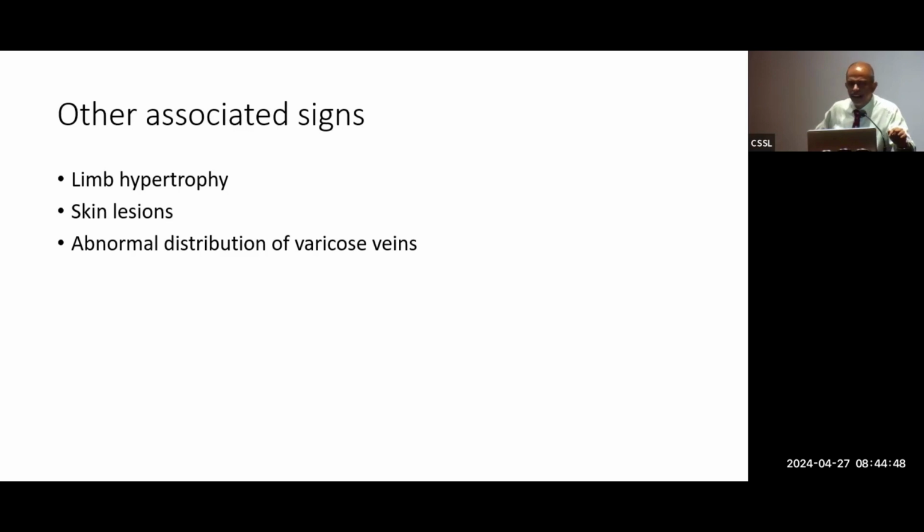And then also, we all know the distribution of the long saphenous vein and the short saphenous vein. When you start seeing abnormal distribution of varicose veins in the lateral side of the thigh or in the buttock, then you know we are dealing with something else.